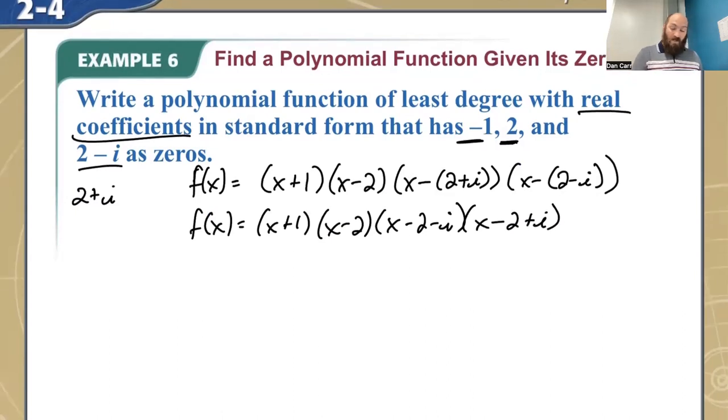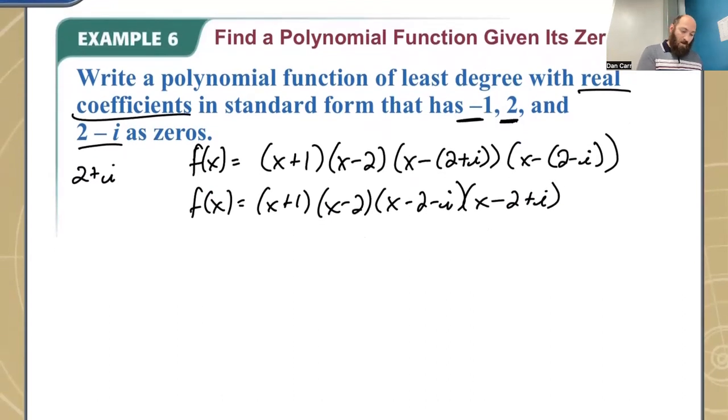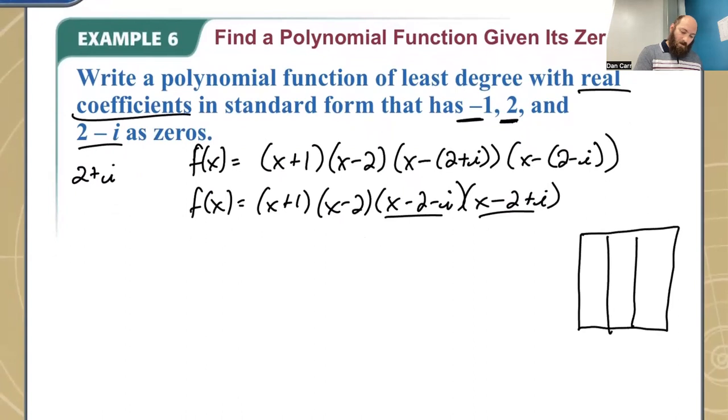Okay, so like I said, I am still going to do that. I'm going to do these two first. When I do my distribution, I kind of like doing it with a box here. So in this case, my box is going to be made up of x minus 2 minus i, x minus 2 plus i. So I'm just going to do the intersections of all these and multiply them together.